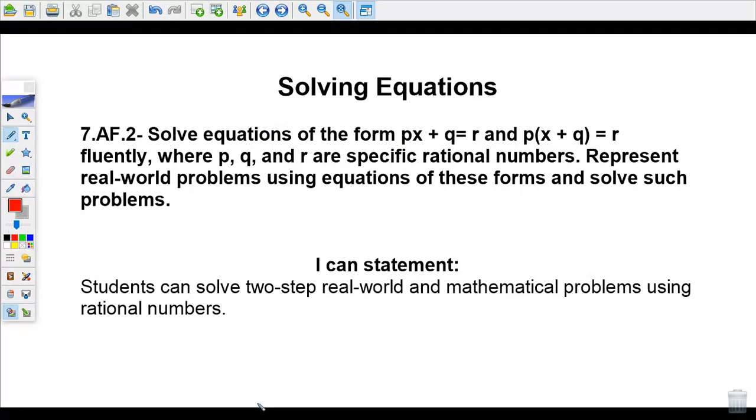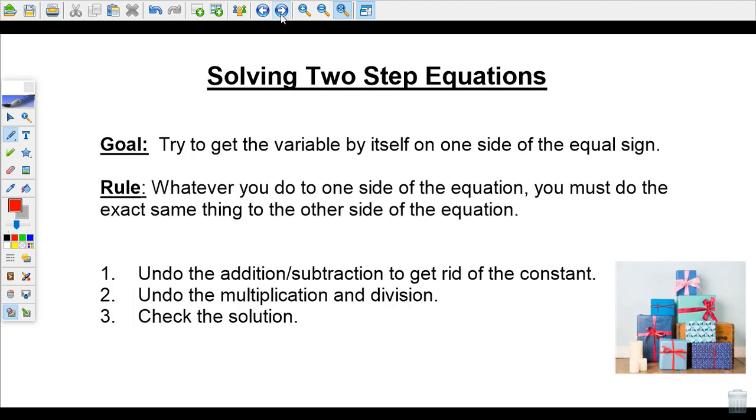Hello again, everyone. In this video, we're going to learn how to solve equations, and we're actually going to get to two-step equations, things that are written in this form right here. So we're going to solve equations of that form, and by the end of this lesson, we'll be able to solve two-step mathematical problems using rational numbers.